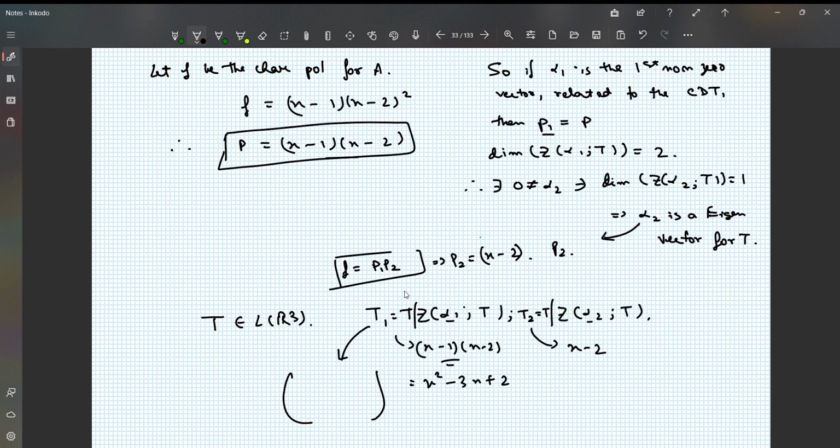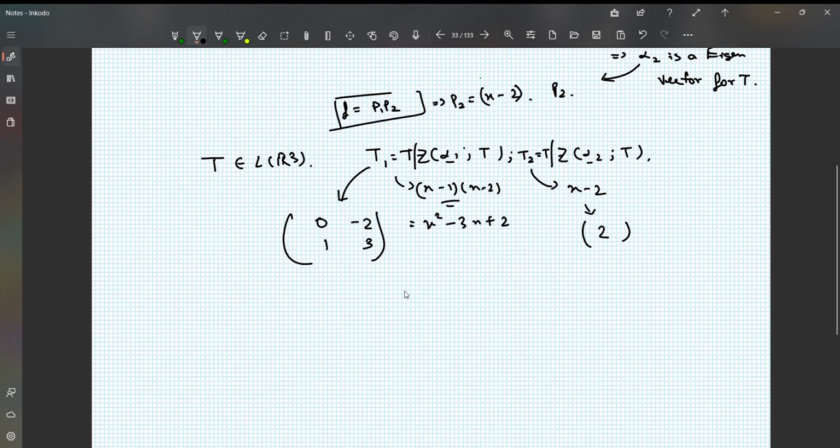So we just write it here. We have minus p0, so minus 2 and 3 here, and then we have 0, 1. Right? This is the companion matrix representation. And in this case, it should be just 2. So therefore, we know that T can be written as a direct sum of these linear operators T1 and T2.